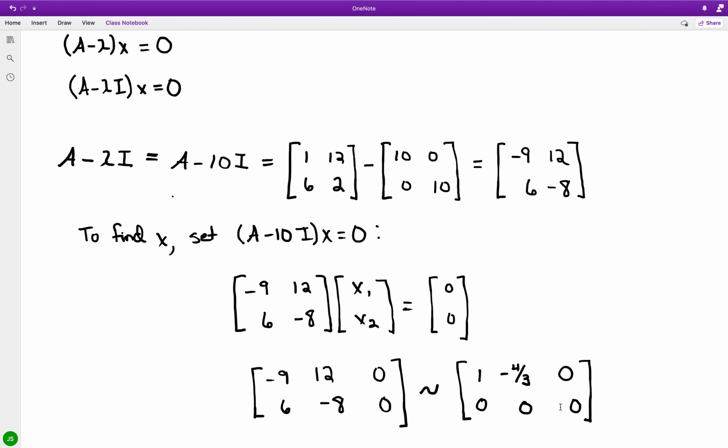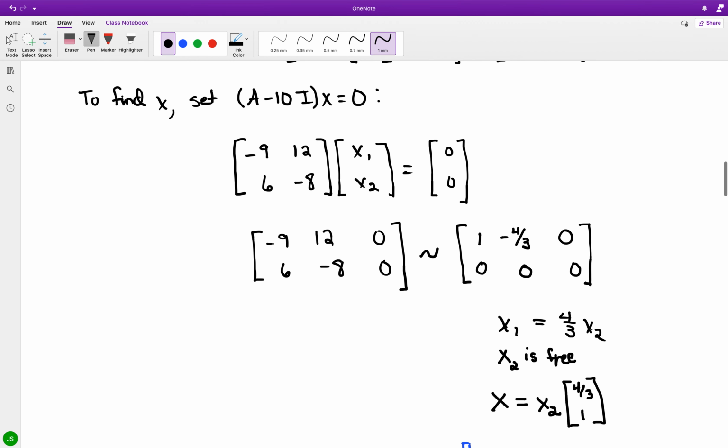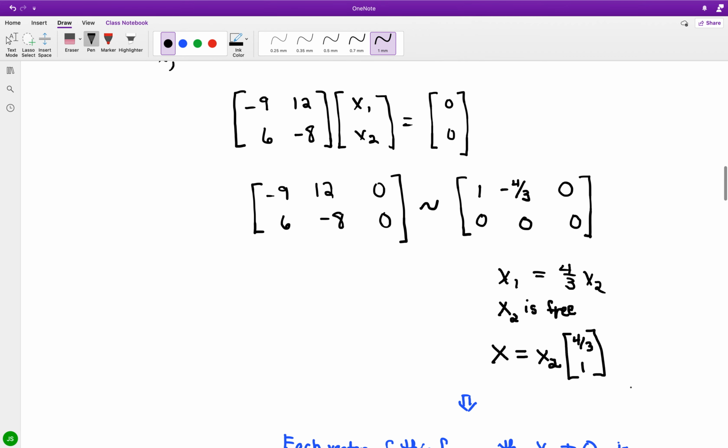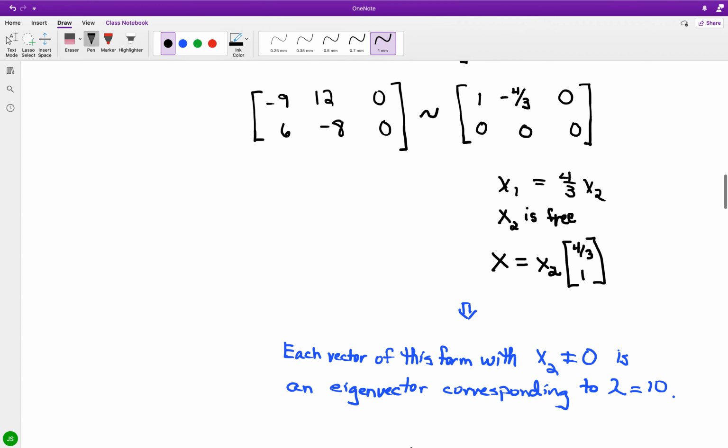Here we have a non-trivial solution. For the setup, x of 1 is equal to 4/3 of x of 2. X of 2 is a free variable, and for x, we have x of 2 times 4/3, 1. So in effect, lambda equals 10 is an eigenvalue, and each vector of this form with x of 2 not equal to 0 is going to be an eigenvector that corresponds to lambda equal to 10. And we will be looking into eigenspaces in just a moment.